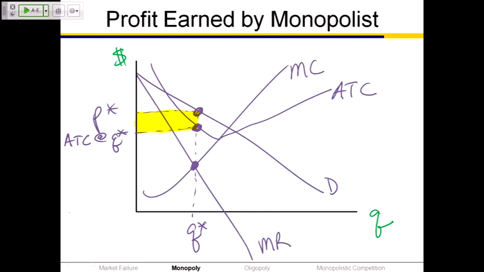The only difference from what we've done before is that no longer do we have a horizontal marginal revenue curve. Now we have one that has a downward slope. That's the only thing that's different so far.